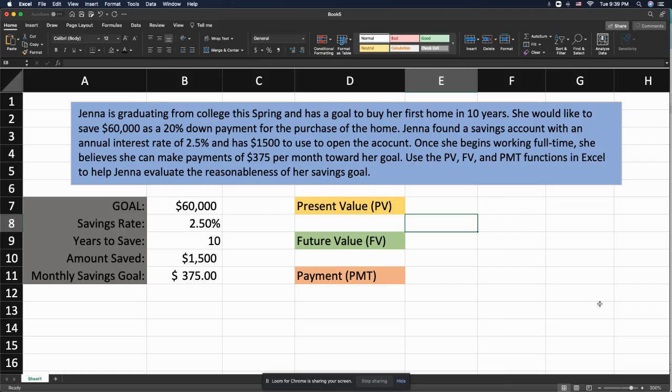In this tutorial, we will be looking at the functions of present value, future value, and payment, and when to use those different scenarios and how to use them in Excel. And we'll use this situation to guide us.